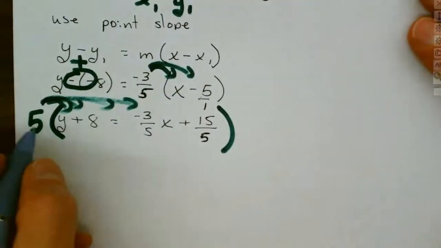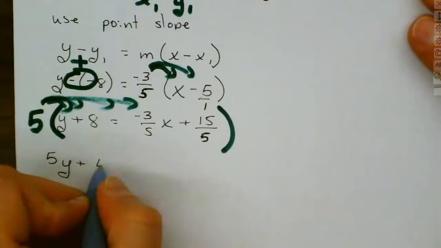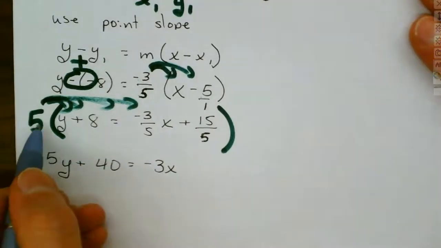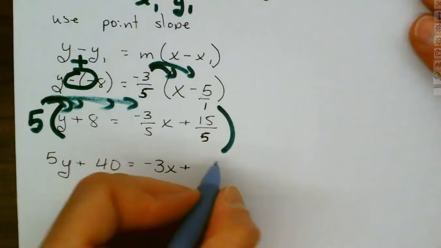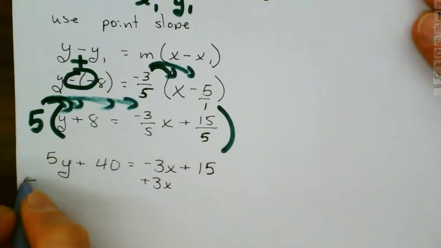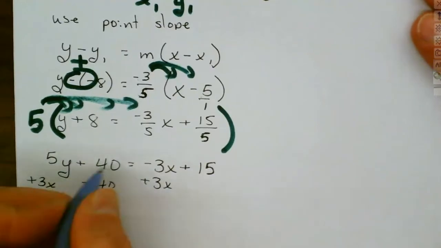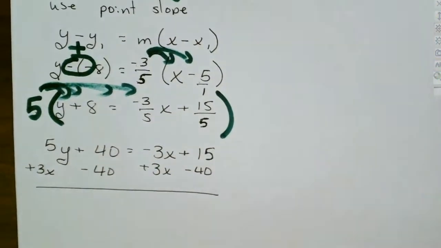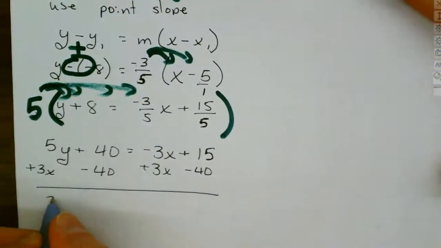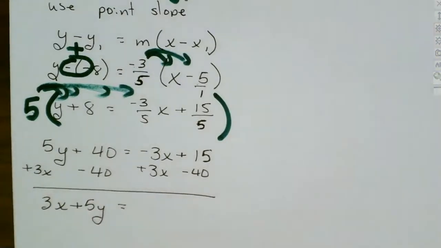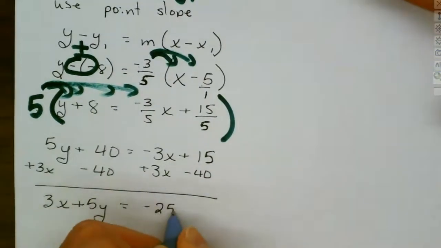So distributing through, that gives you 5y plus 40, it looks like, a minus 3x on the right-hand side. Those cancel. And that leaves you then with a 15. Move that 3x over. Subtract off the 40. And what do we now have? Let's take our time here. Rewrite it. We have a 3x plus 5y. We brought that 40 over. And 15 minus that 40, well, that makes it a negative 25.